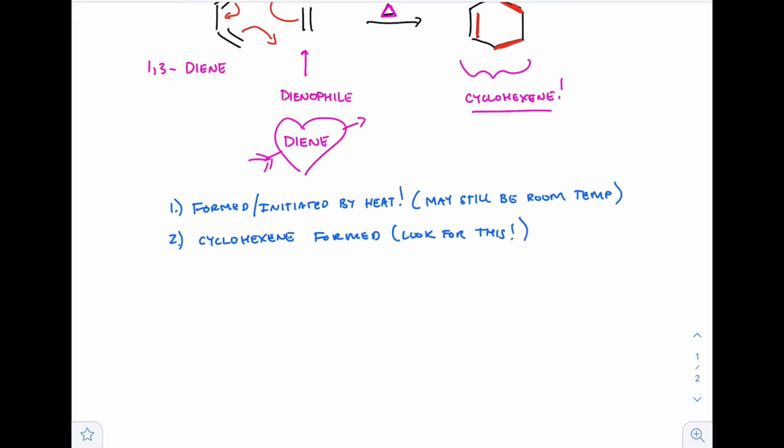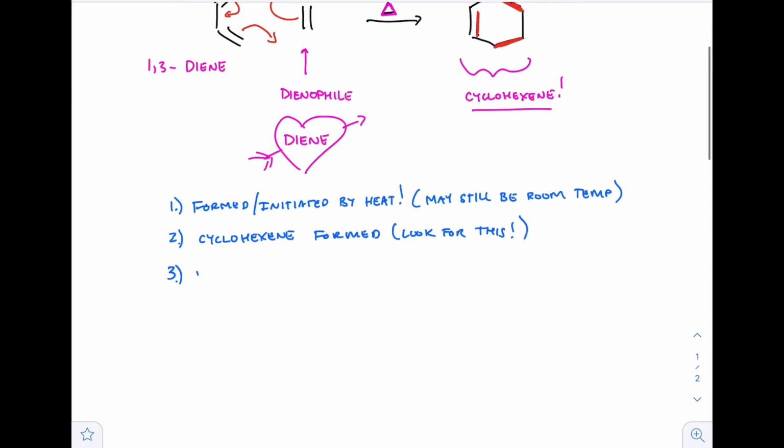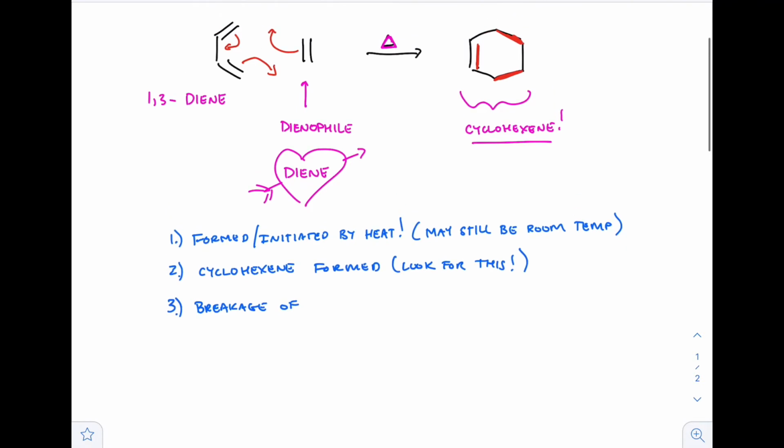Cyclohexene is formed. Whenever you're eyeballing these reactions, you want to always look for this. That will help you determine if you made the right product, or if you made the product from a Diels Alder reaction.